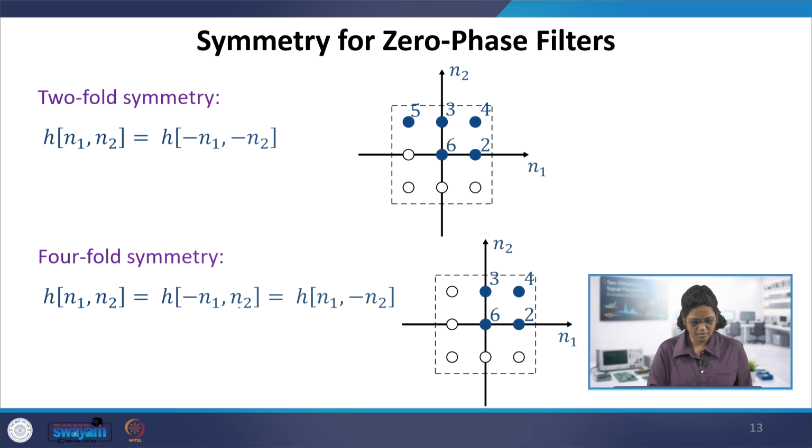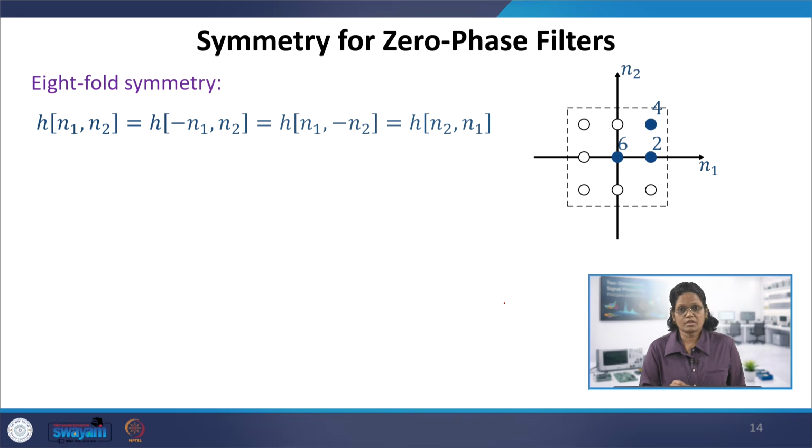In the fourfold symmetry, the condition we had seen is that h of n1 comma n2 is h of minus n1 comma n2, or h of n1 comma minus n2. In this case, you can have the 4 folds, 1 2 3 and 4. If these are the sample points of h of n1 comma n2, these are the independent terms and these are dependent terms: if you fold it like this, you would get these terms, and this way also. This fourfold symmetry case has only 4 independent terms for the 3 by 3 one. And if we have the eightfold symmetry, it further simplifies the coefficients, so only 3 samples of h of n1 comma n2 need to be known, and the remaining can be obtained.